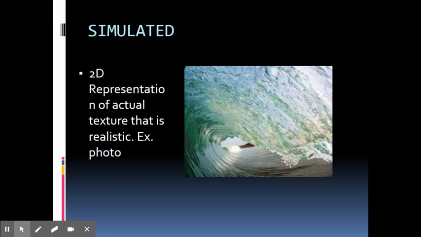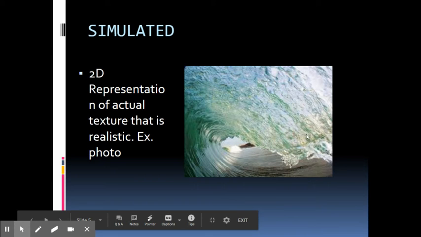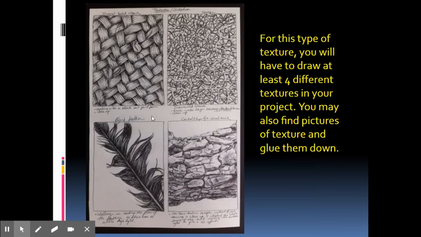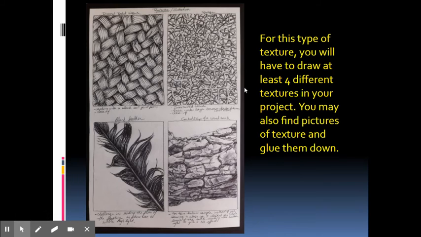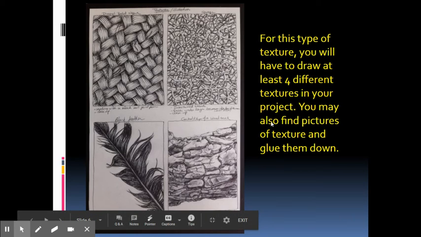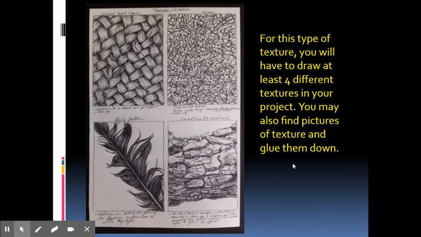Simulated texture is a 2-dimensional representation of an actual texture that is realistic. So an example of this would be a photo or the drawings that we have been doing. Just like these that we've been trying to practice, for this type of texture, you'll have to draw at least 4 of them in your project. Since this is sort of our main goal, trying to be able to recreate realistic textures, this is why you have to put 4 of these in your project. If you have 4 already and you want to add, you can always find pictures of them and glue them down.